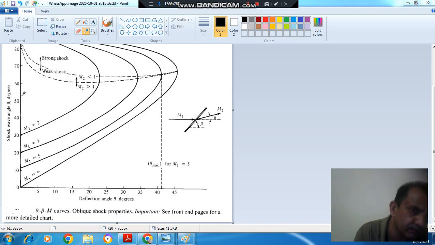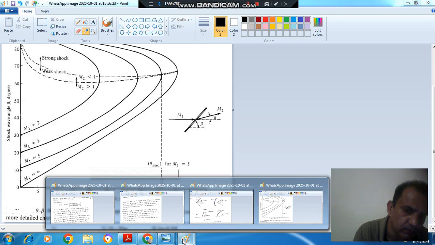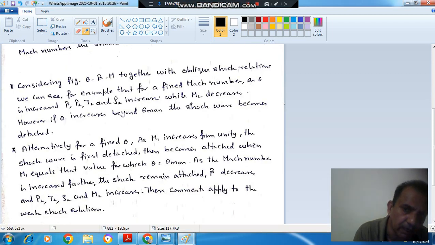Now if we take Mach number 2, then if we increase theta, go like this, then beta will increase. And if beta increases, then pressure, temperature and density will also increase. But M2 will decrease, because then it will approach a normal shock.